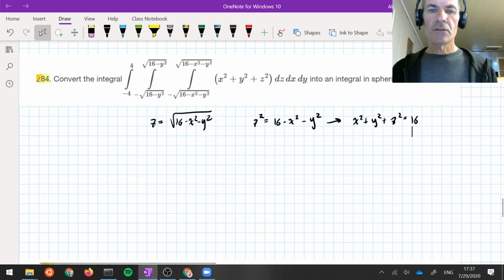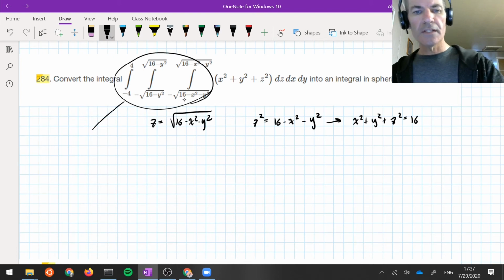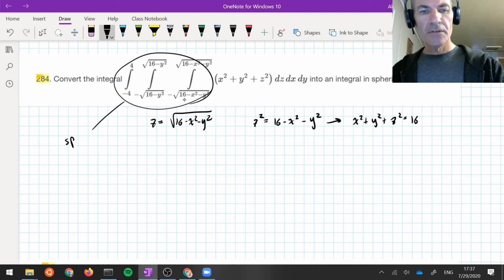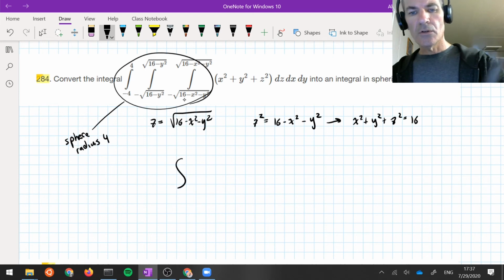And then finally you take that and squash it down onto the last variable, y. It's going to go from the interval minus 4 to 4. So this is really just integrating the entire volume of a sphere of radius 4. So all of this together is a sphere of radius 4. And that's an integral that we can do in spherical coordinates.